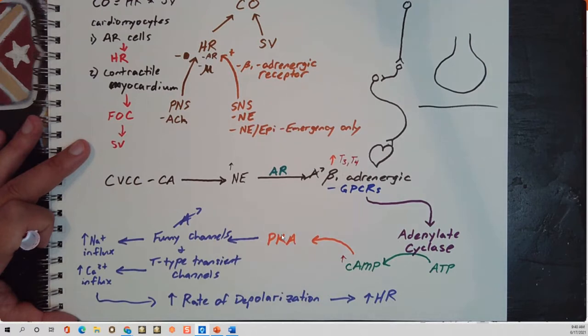And this is hyperthyroidism. That's why this is a major diagnostic tool for a hyperthyroid patient. They should have tachycardia because they have more beta-1 adrenergic receptors. Make sense?